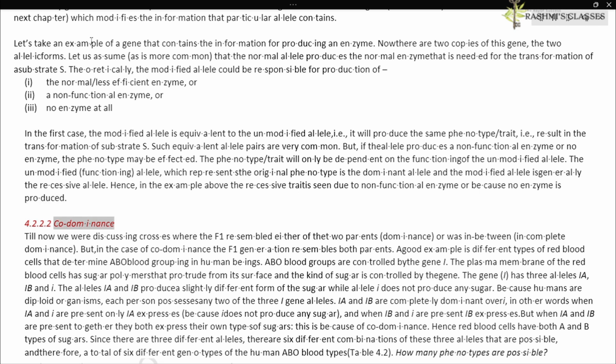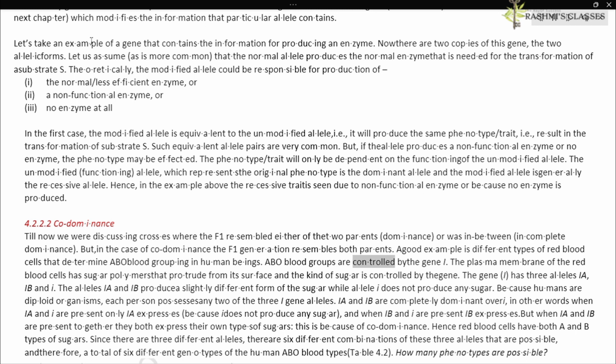4.2.2.2 Codominance. Till now we were discussing crosses where the F1 resembled either of the two parents, dominance, or was in between, incomplete dominance. But in the case of codominance, the F1 generation resembles both parents. A good example is different types of red blood cells that determine ABO blood grouping in human beings.